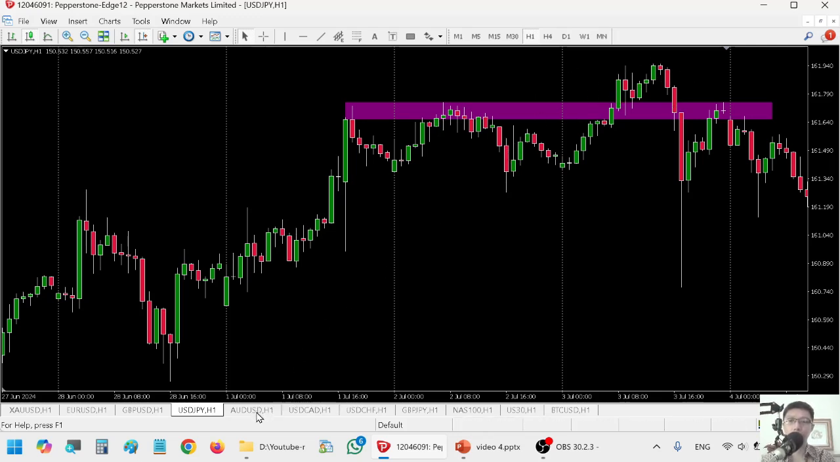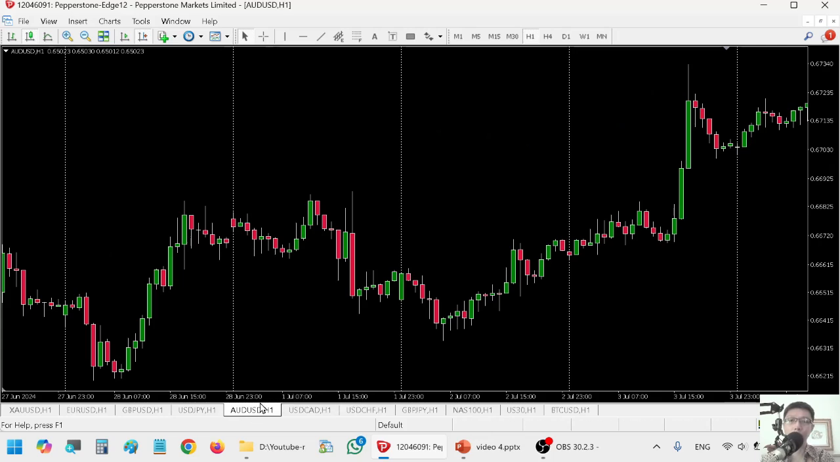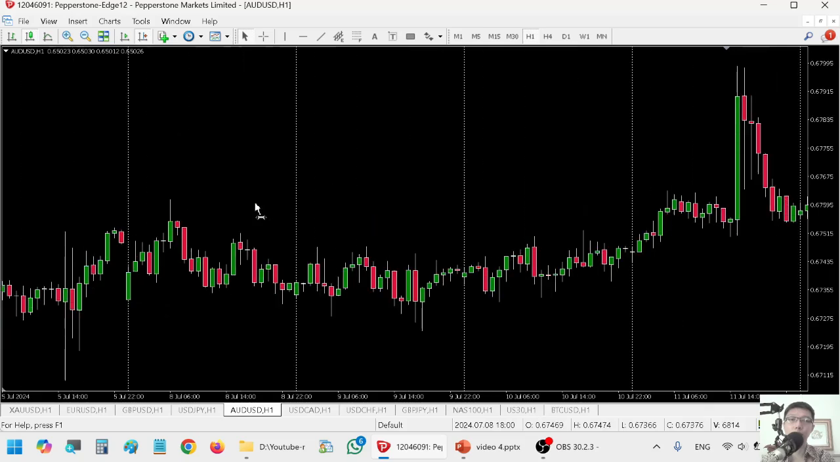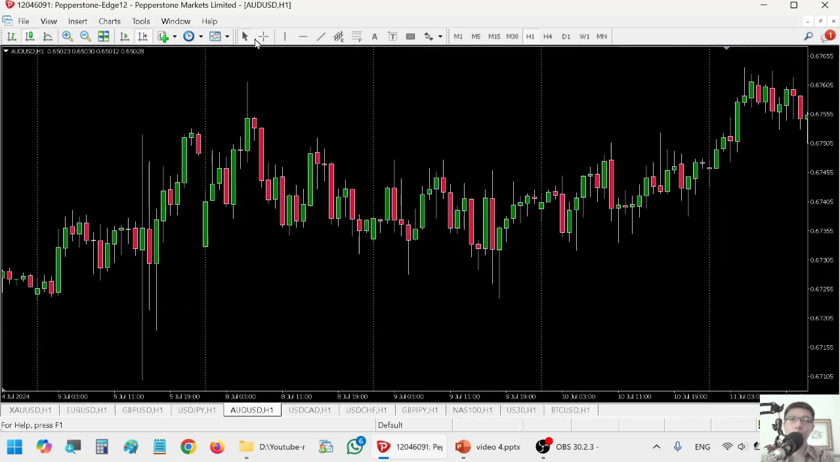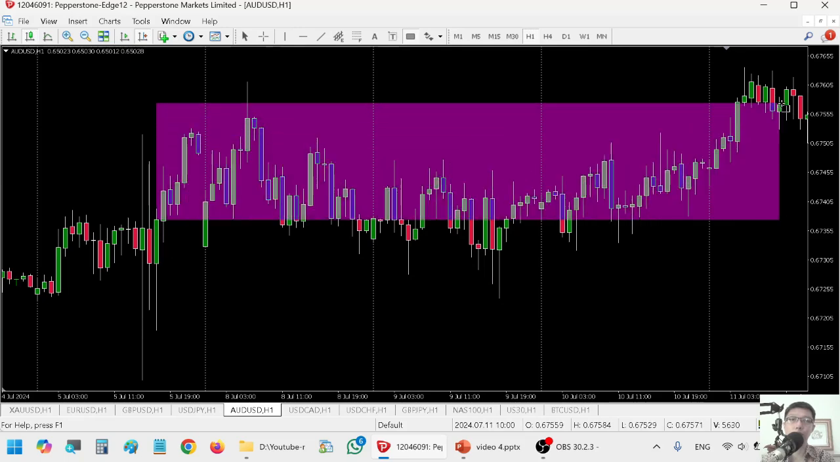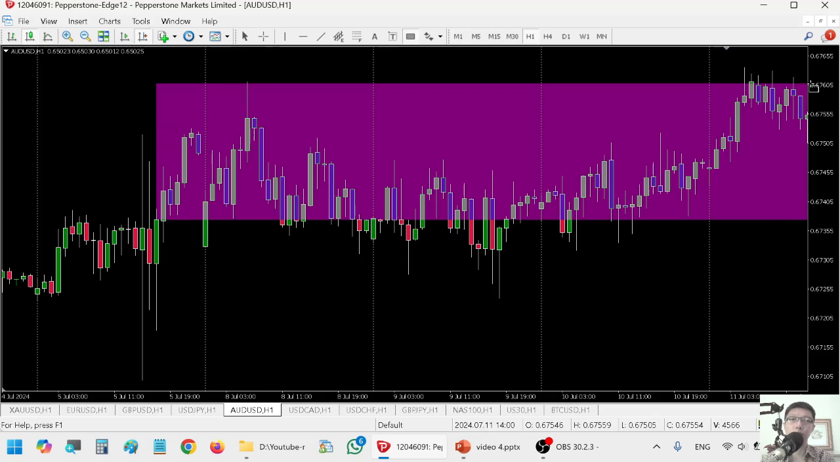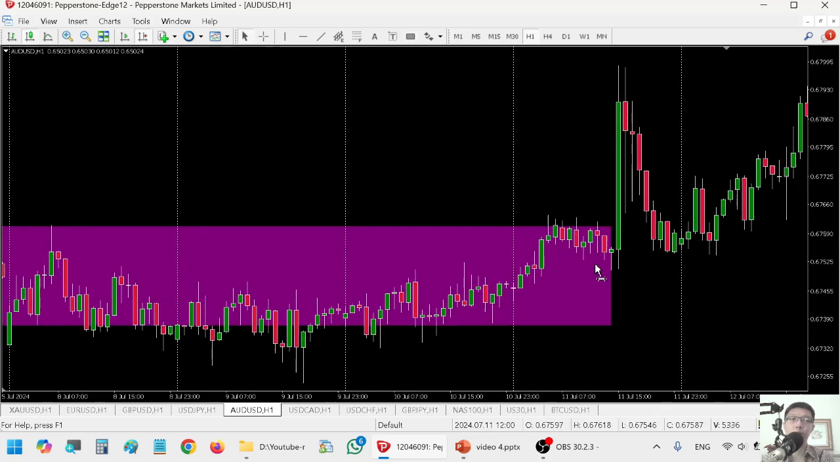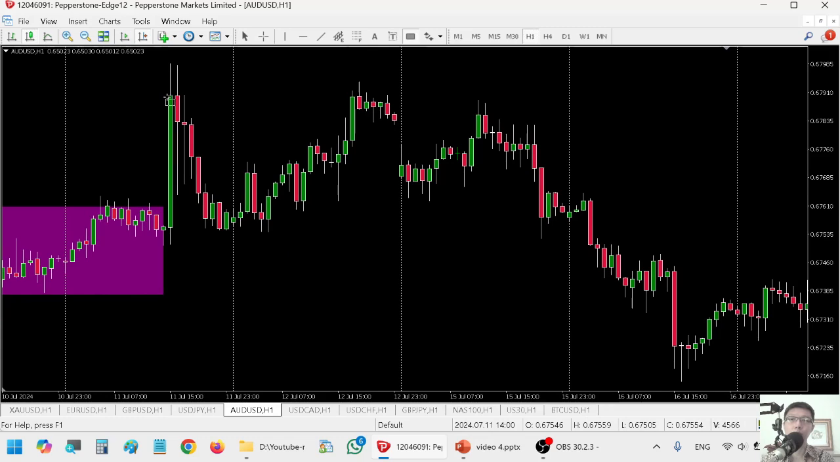Now let's see AUD USD. So this is just resistance, and this is sideways. Price doesn't go anywhere. This is a resistance here.